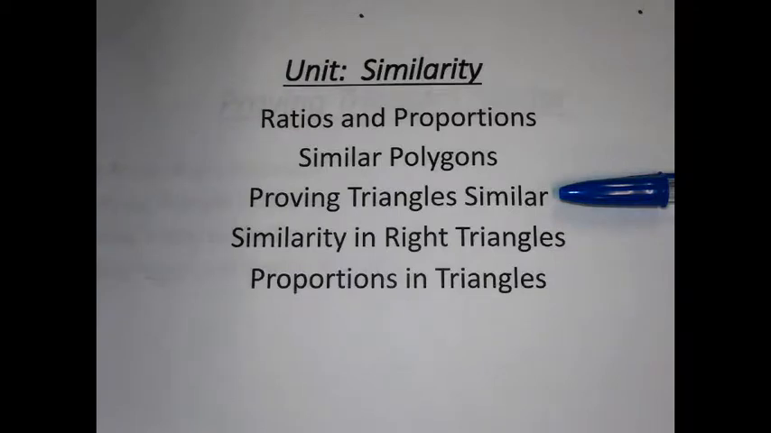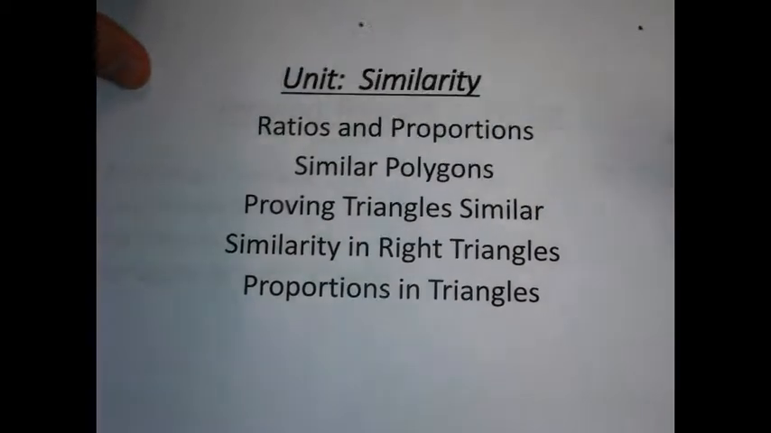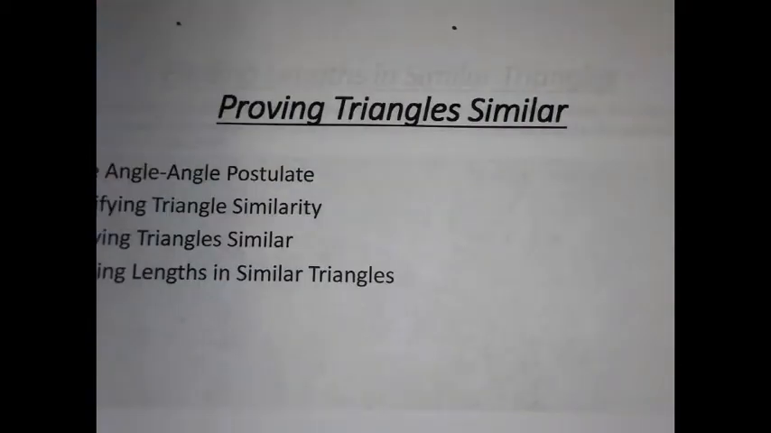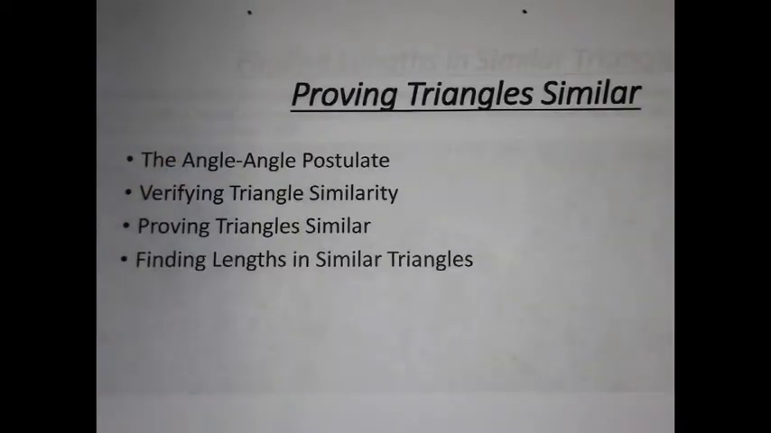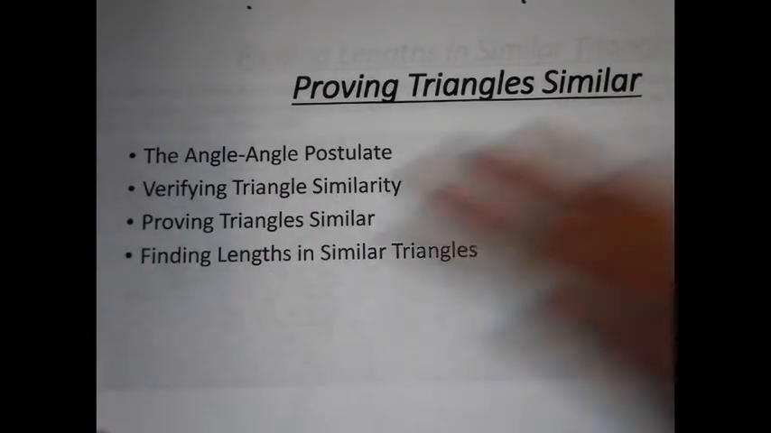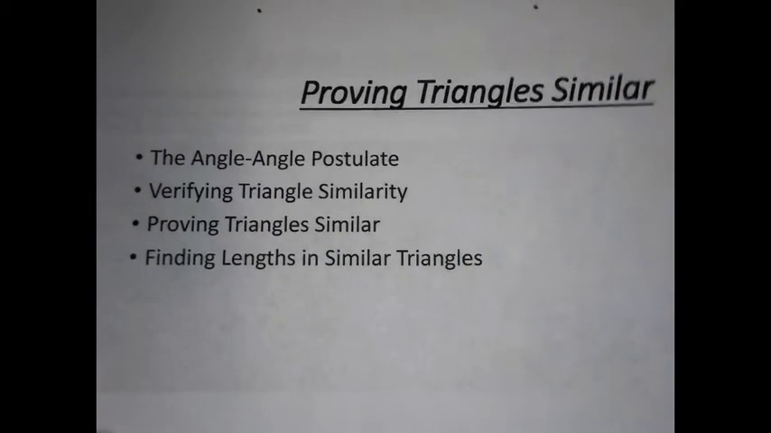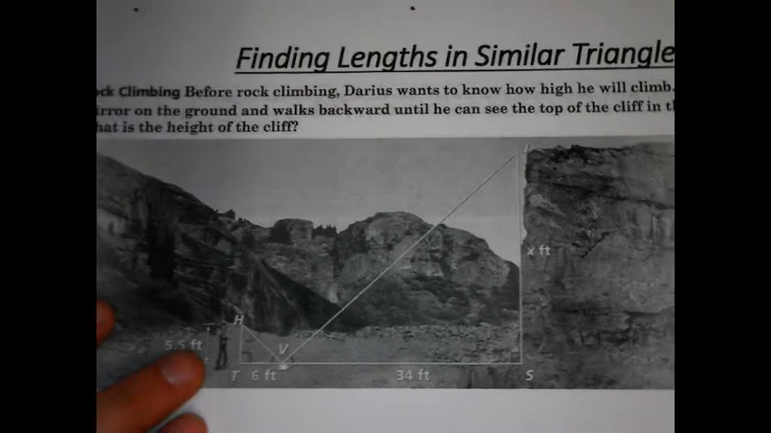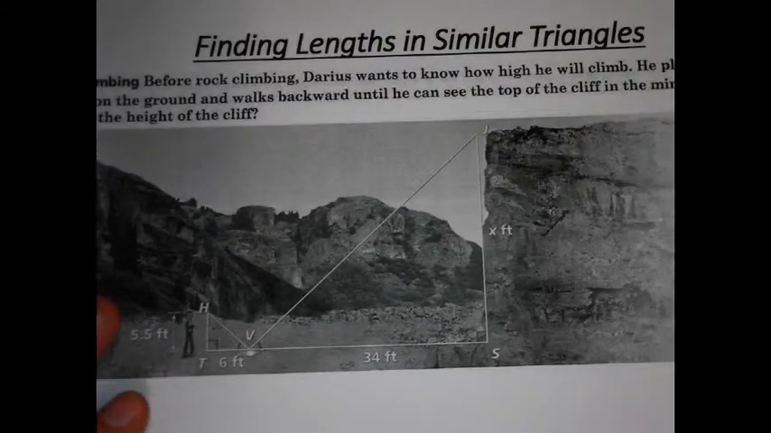We're going to wrap up video number 3 for proving triangles similar. In the previous 2 videos, we talked about the angle-angle postulate, we talked about verifying triangle similarity, and we even proved some triangles similar. We learned 2 other postulates as well, side-angle-side similarity and side-side-side similarity. In this lesson, we're going to talk about finding lengths in similar triangles. So it's what we would call real-world examples. I'll go over a couple of examples from the book, and then we'll finish with a quick quiz.